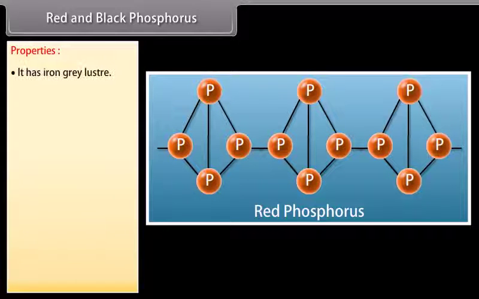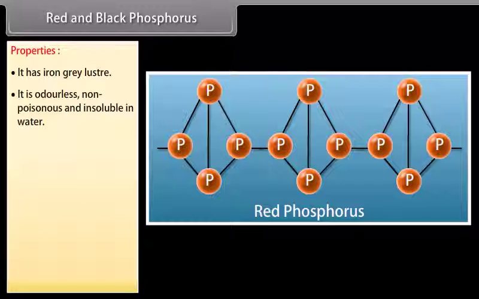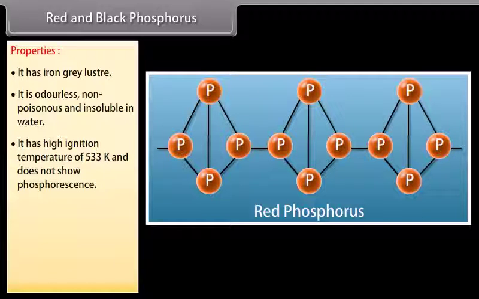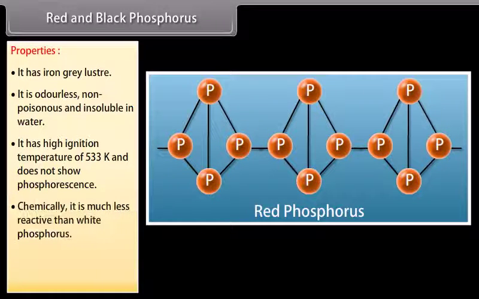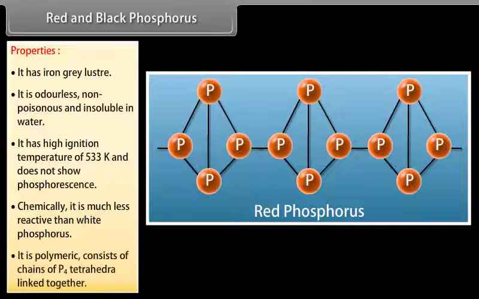It has iron-grey luster. It is odorless, non-poisonous and insoluble in water. It has a high ignition temperature of 533 Kelvin and does not show phosphorescence. Chemically, it is much less reactive than white phosphorus. It is polymeric, consists of chains of P4 tetrahedra linked together.